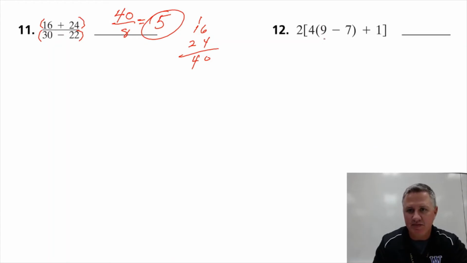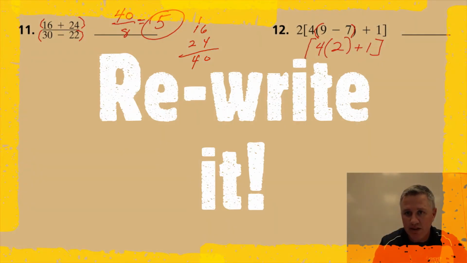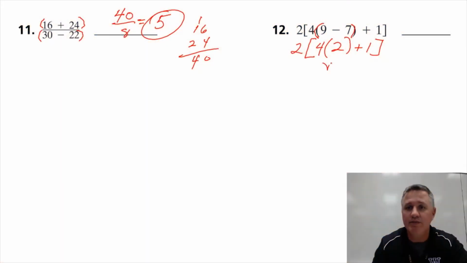Okay, next, start with your innermost parentheses, which are right here, the 9 and the 7. 9 minus 7 is 2. Again, I'm going to rewrite everything. Again, it seems like it's a pain, but it really doesn't take that long. 4 times 2 is 8. 8 plus 1, I'm going to rewrite everything, right?